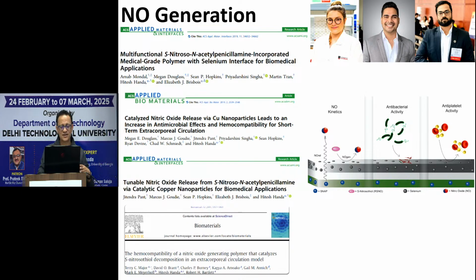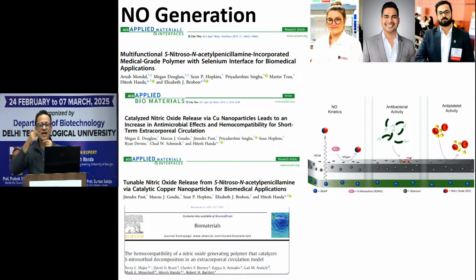The idea is we have a NO releasing polymer and we can put a NO generating catalyst on top, so that the NO releasing polymer is sending NO gas, and the top coat has the catalyst in it, selenium or copper, and when blood comes in contact with that, it's generating NO.